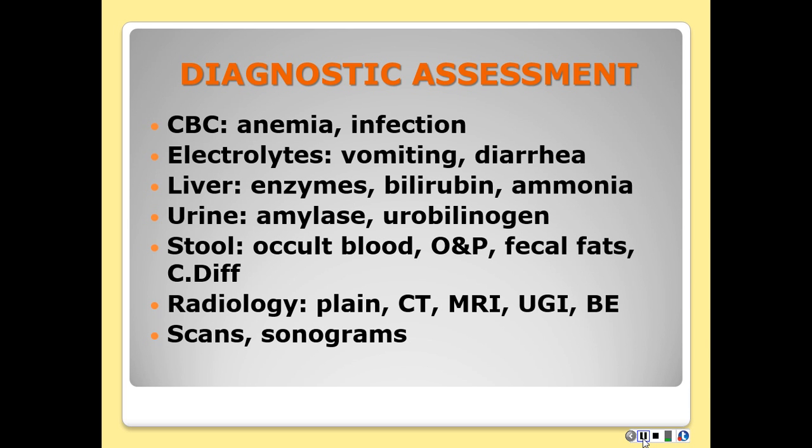Urine levels of amylase and urobilinogen tell us a little bit about liver function. Amylase tells us about the pancreas. You remember that? Amylase, lipase, those are pancreatic enzymes, and then the bilirubin, ammonia, those types of things tell us about the liver.